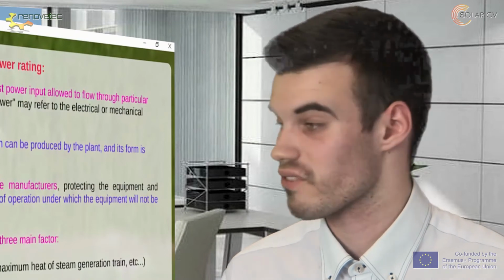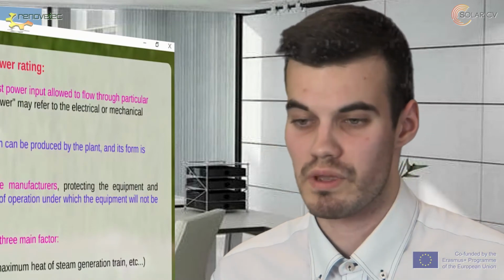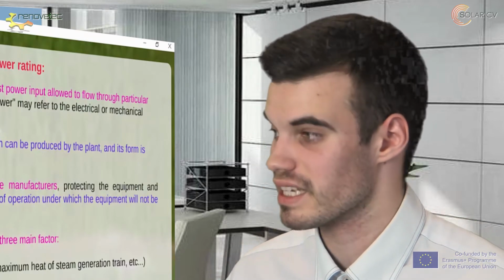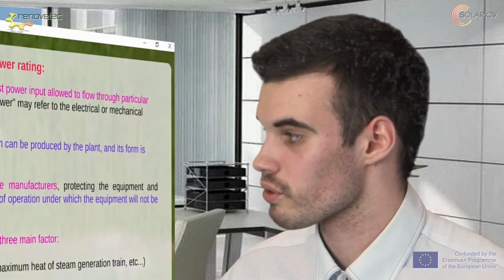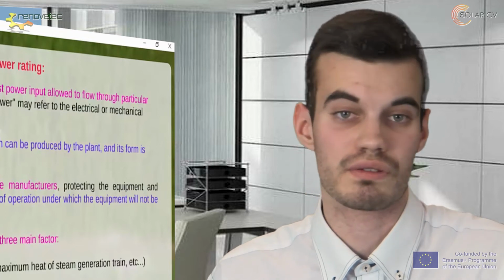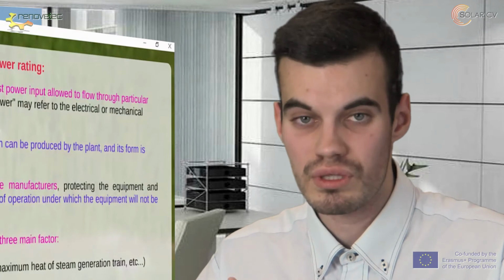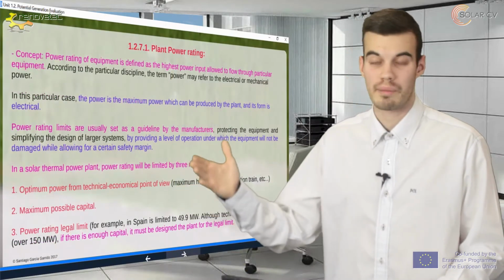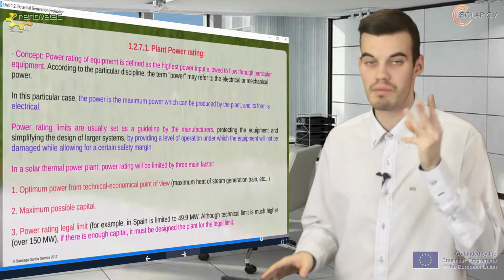Now we must define the power rating in a solar thermal power plant. First, we must understand what power rating is. Power rating of equipment is defined as the highest power input allowed to flow through particular equipment. In this case, the power rating of the solar thermal power plant will be the maximum power produced under nominal conditions. In a solar thermal power plant, this power rating will be limited by three main factors.